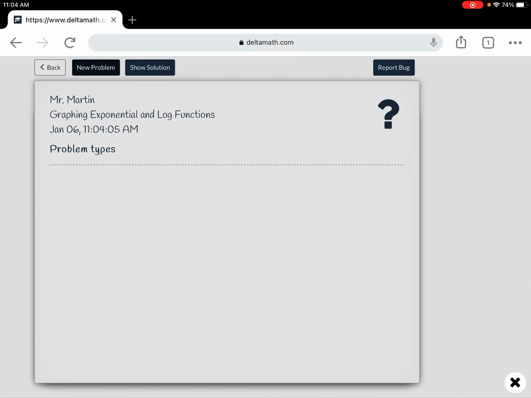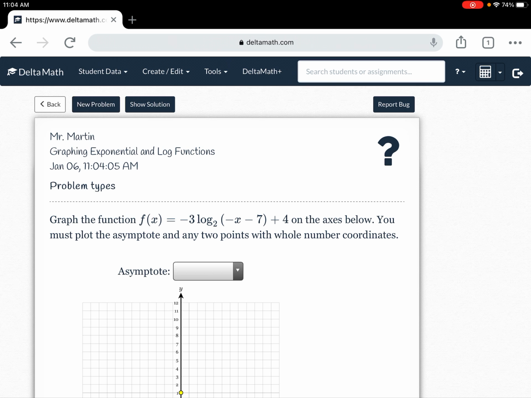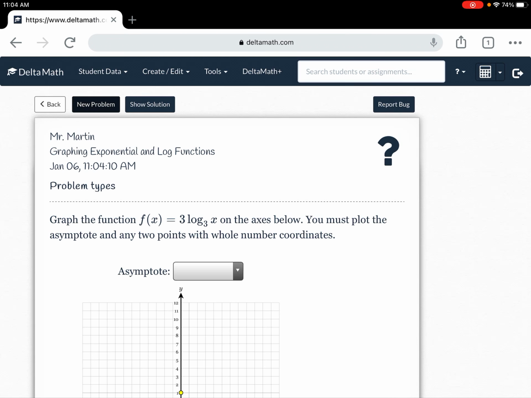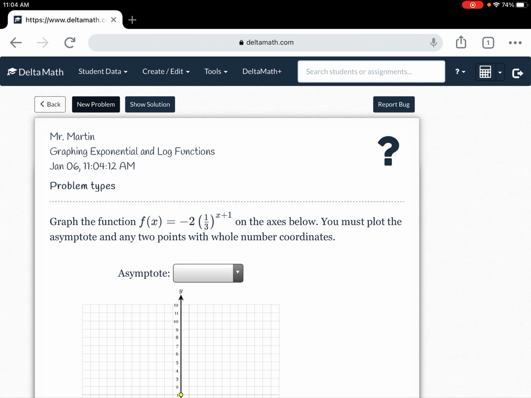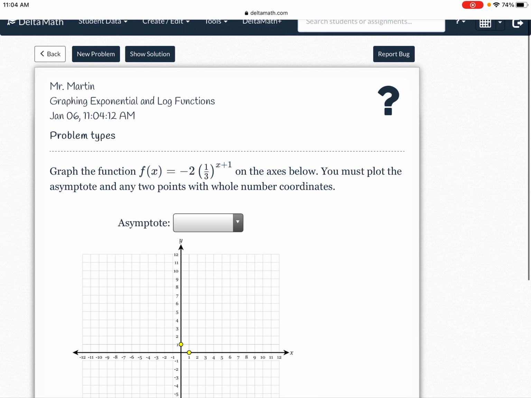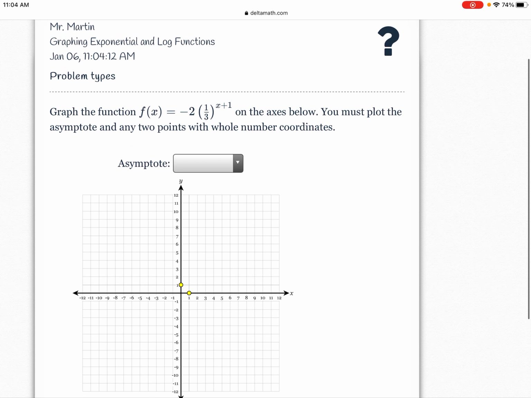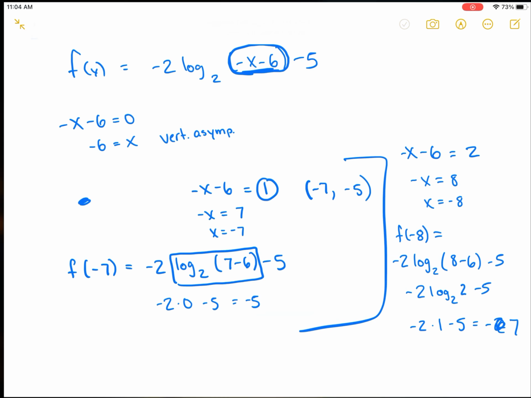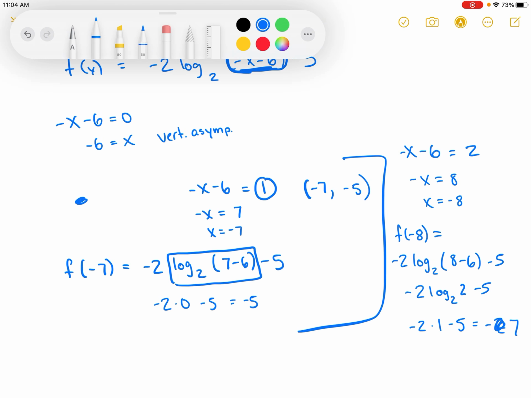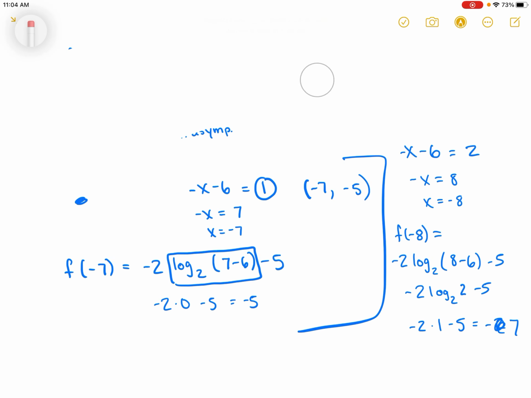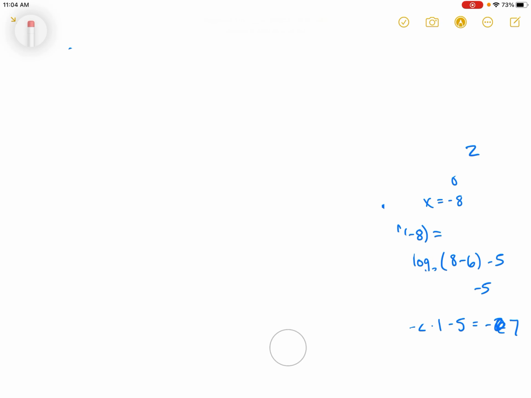So then next is, let's see, can we get a new problem? Not that one. Can we get another problem? Still a log. That's an easier one. All right, so this one. So now we have -2 times 1/3 to the x plus 1. So let's draw that one in.